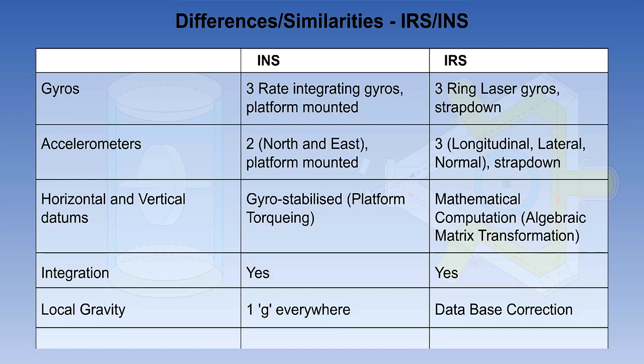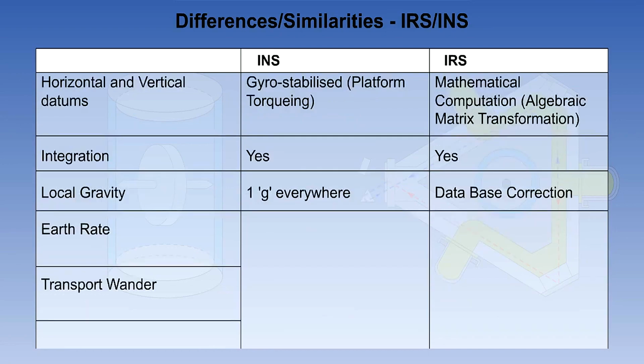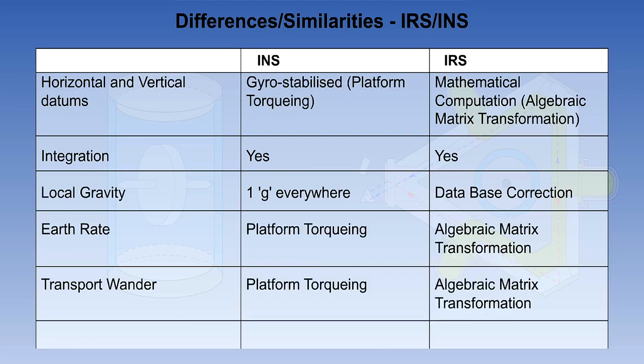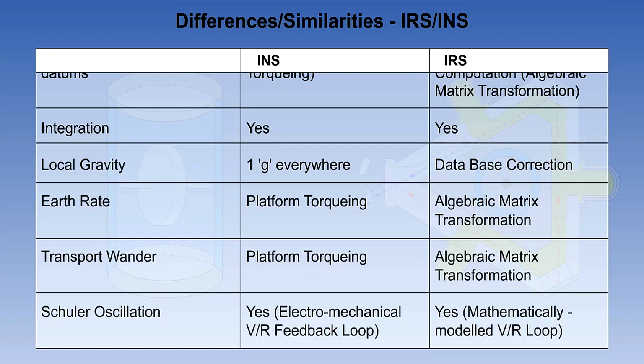of gravity. In both INS and IRS, the gyros are fundamentally space gyros and therefore corrections for Earth rate and transport wander have to be computed and applied. However, this is achieved by platform torquing in the INS and algebraic matrix transformation in the IRS. Scalar tuning is used in both systems and therefore scalar errors occur in both.